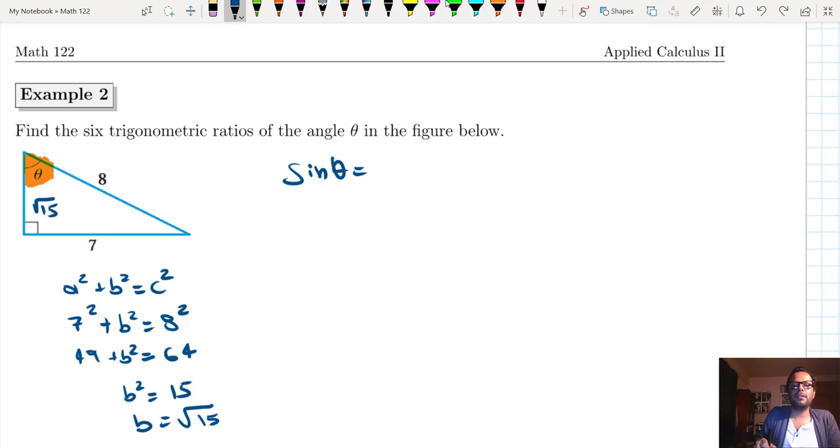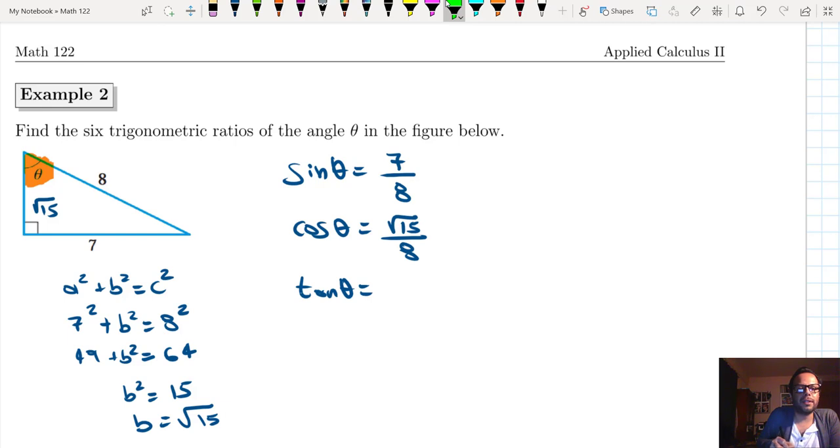7/8. All right, and there's nothing to do here. Then cosine theta, which is the adjacent over the hypotenuse. The adjacent, square root of 15, over 8. And then the tangent function, tangent theta, will be the ratio of the opposite over the adjacent, right?